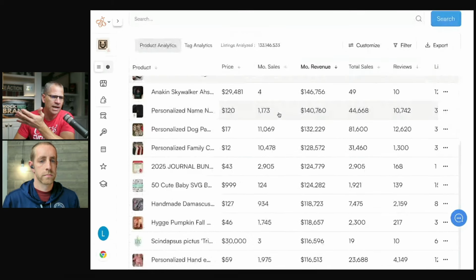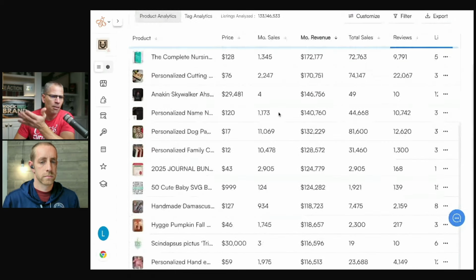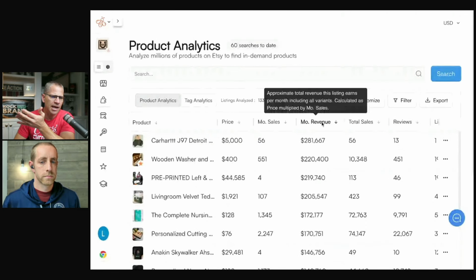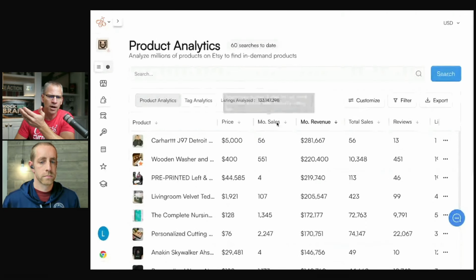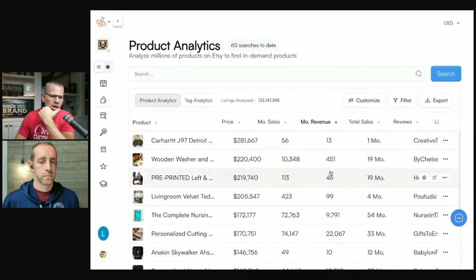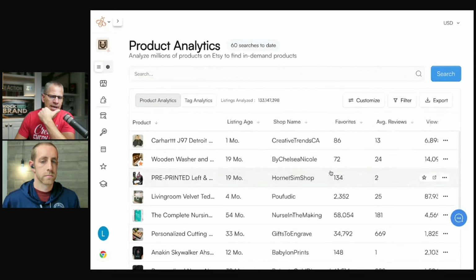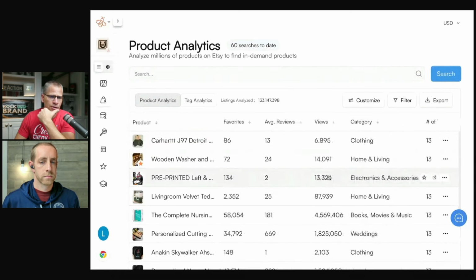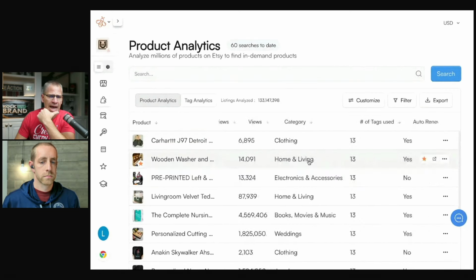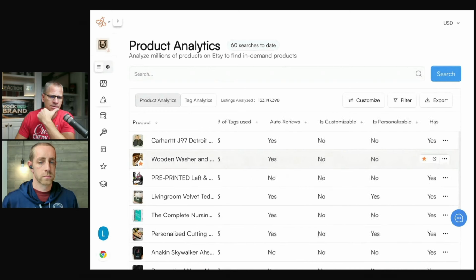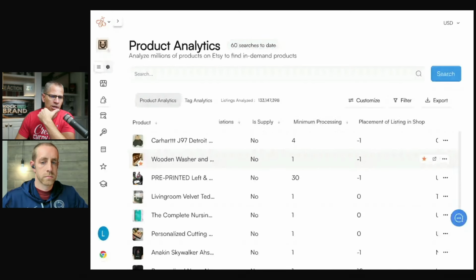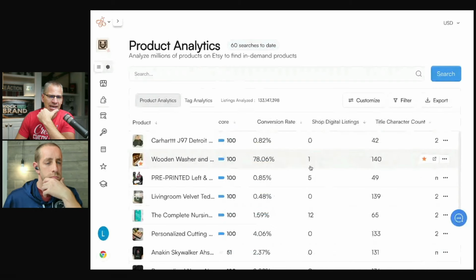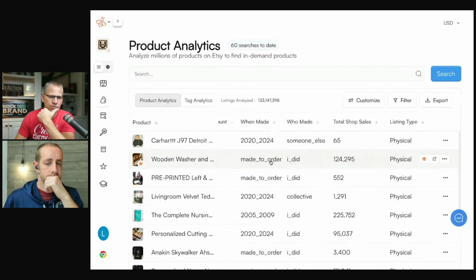It's just all thrown into this big lump of a whole bunch. And we can sort by monthly revenue, monthly sales, by price, total sales, reviews. And if we slide over, we get a lot more intel too. We get favorites, we get average reviews, average views, or all the views, we get the category, number of tags being used. So, I mean, it's a lot, right? They're really unpacking conversion rate, digital listings. I mean, you can see there's a lot, right?